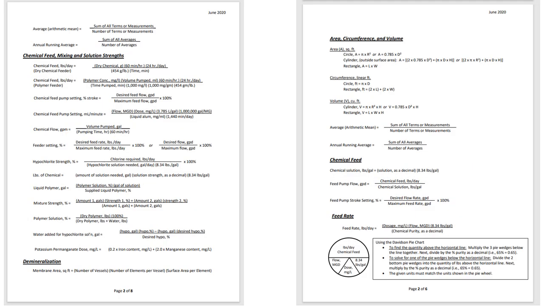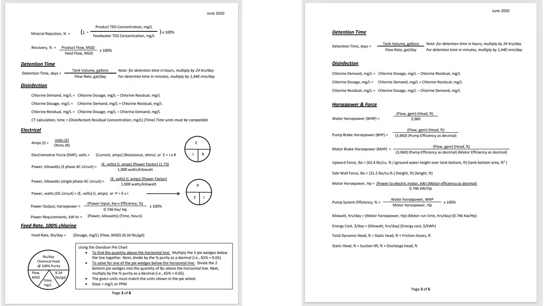So here's page 2. One thing I want to point out when you're doing some of this math, your formula may ask for desired percent, right? It says desired hypo percent, but it wants it as a number. Whereas if you look over here at your feed rate, it's asking percent as a decimal. So it's very important to put the formulas in the thing it asks for.